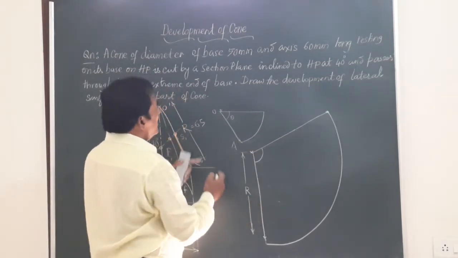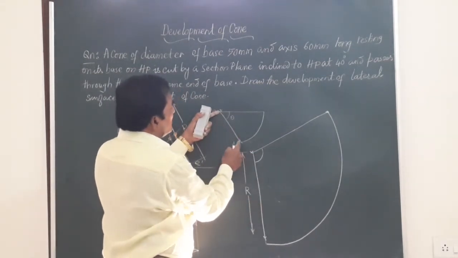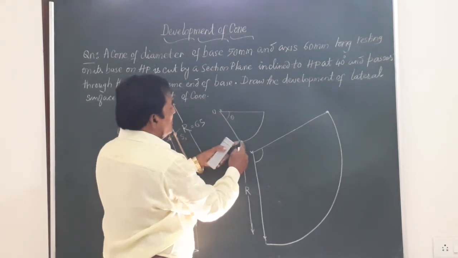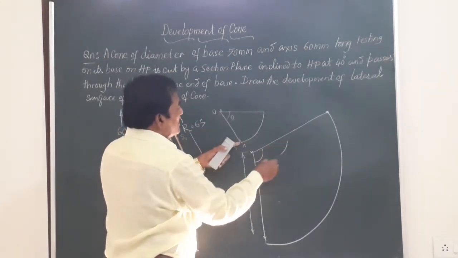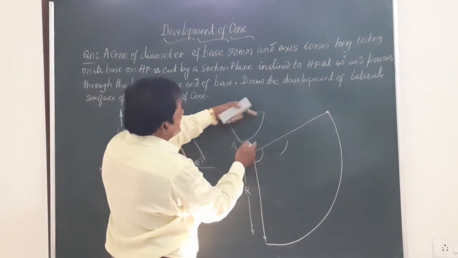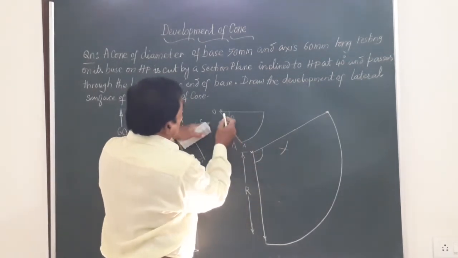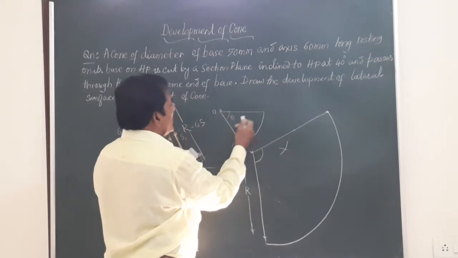What is to be done? We take little more than half of this length as the radius with this center A and radius equal to that. We draw an arc. Similarly with the same radius, we draw another arc. This gets divided into 2 equal parts.